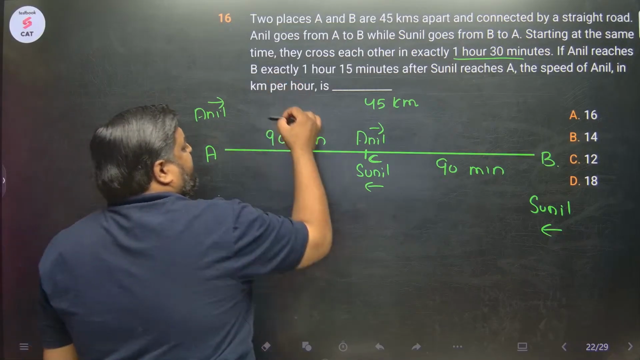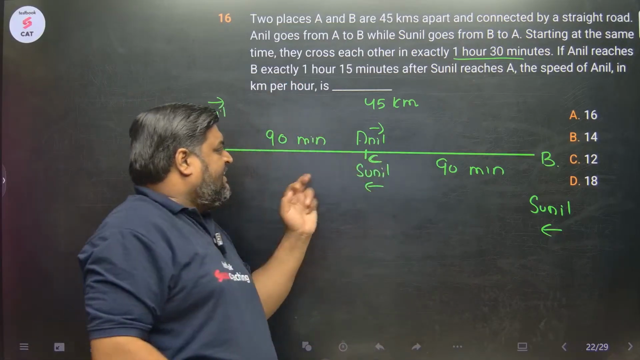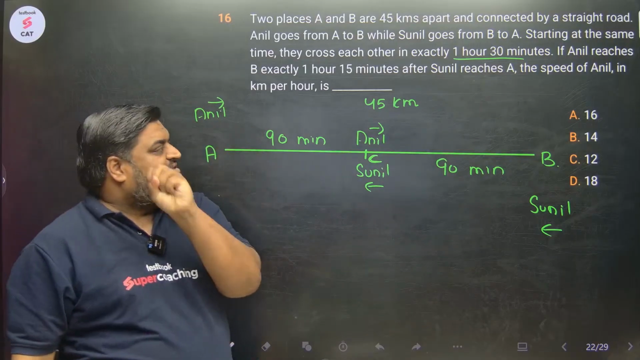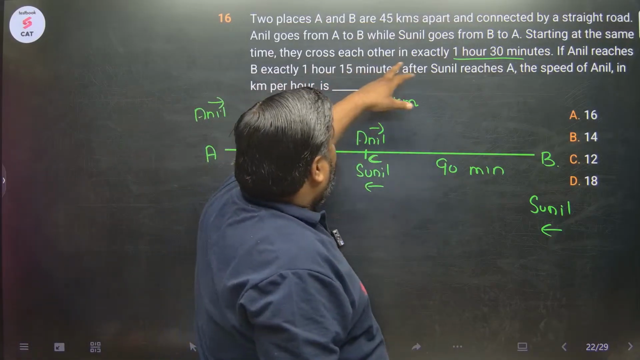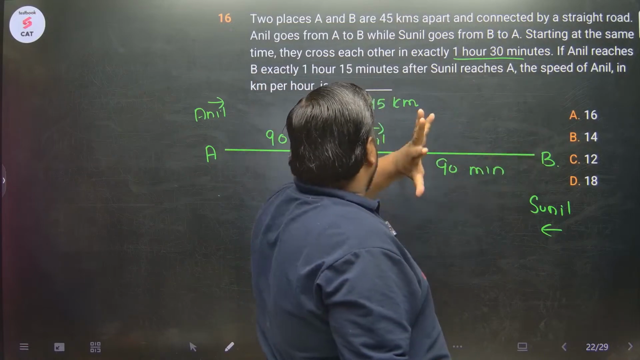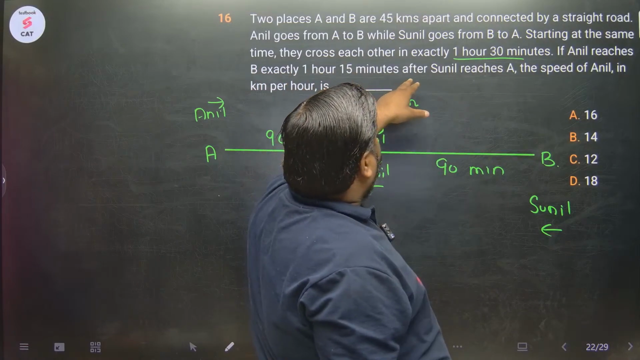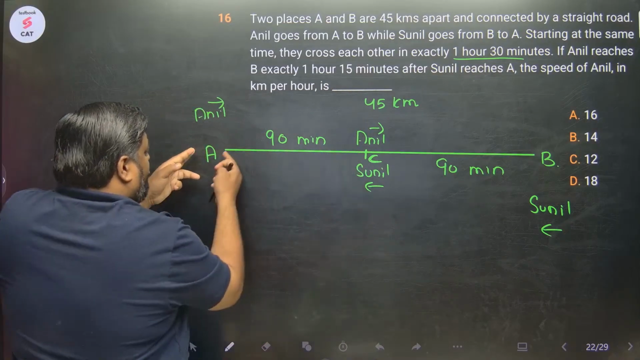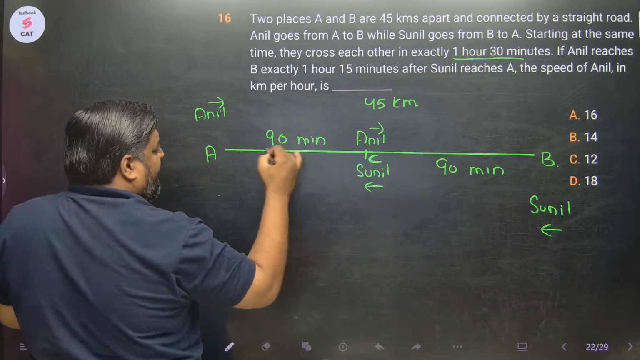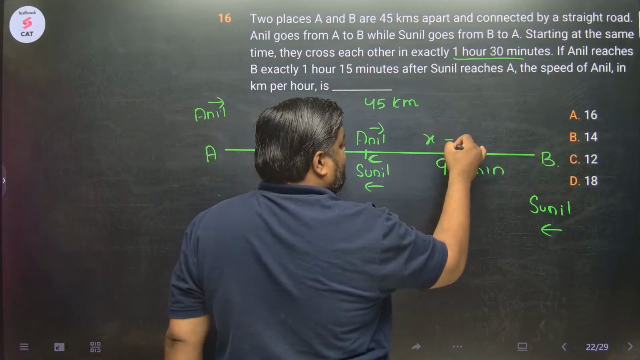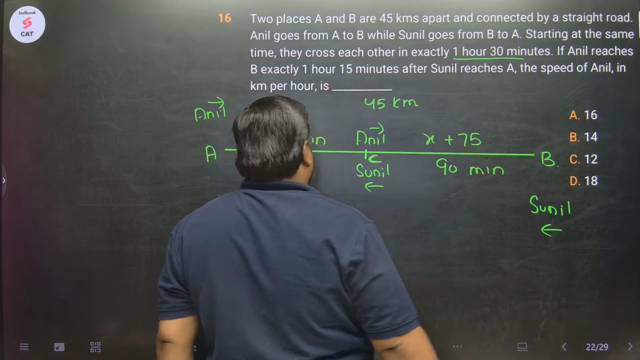If Anil reaches, अब देखो, after the point of meet, Anil is going towards B and Sunil is going towards A, and what they are saying is कि Anil reaches B, Anil B पे कब पहुंचेगा? 1 hour 15 minutes after Sunil reaches A. Let's say Sunil को A आने के लिए X time लग गया. So Anil will take X plus 75 minutes.